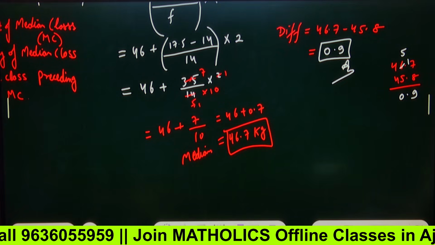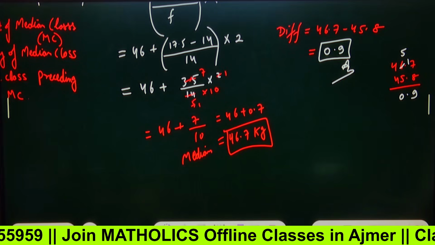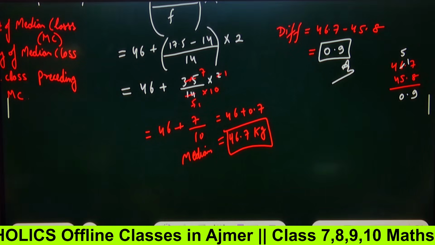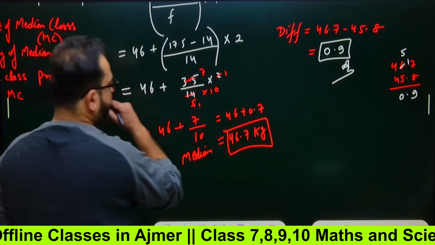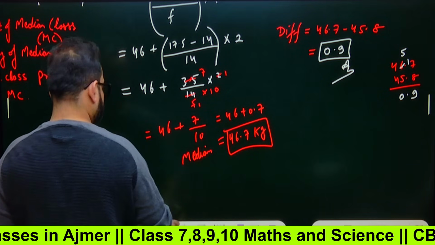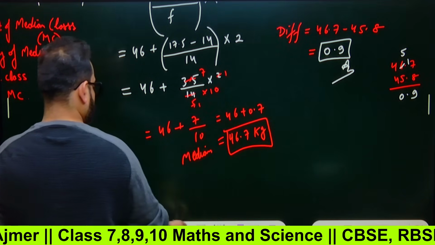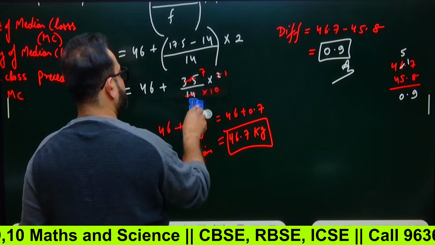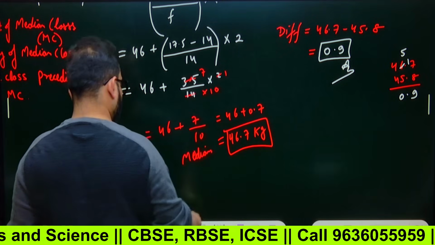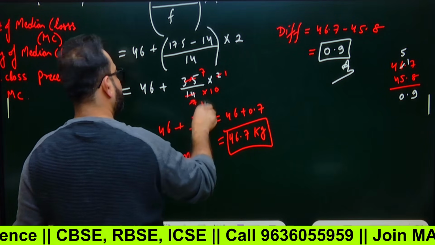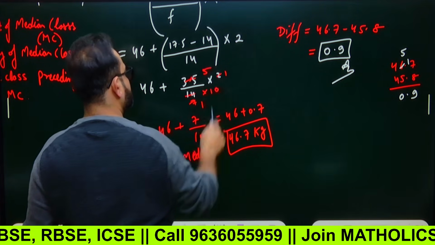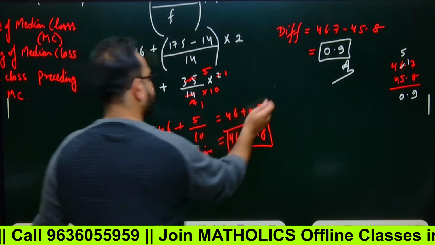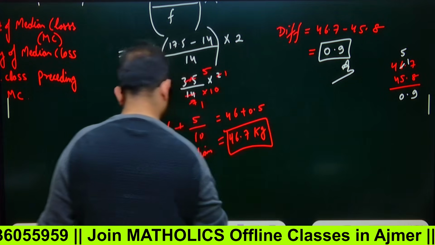0.9, 0.7, 46.5. How? Okay, apply. Two ones are, and two sevens are... wait. Two sevens are 14, and seven ones are 7. It will be 5, so 5 by 10. That means 0.5, so it will be 46.5.